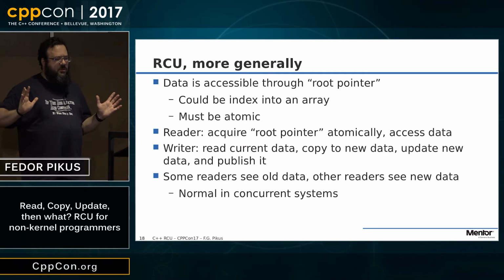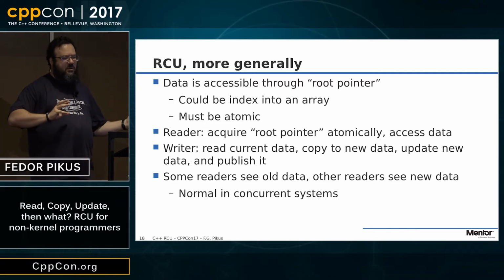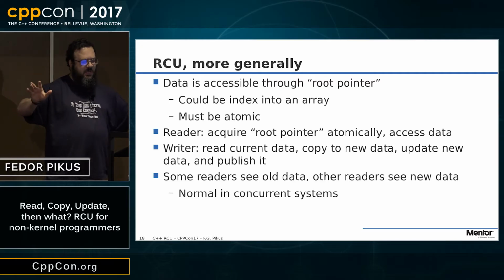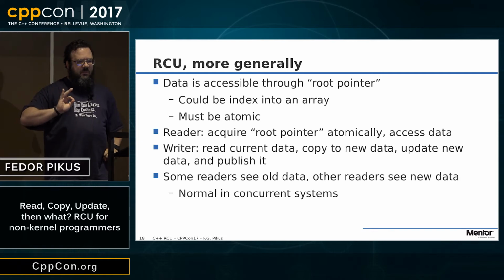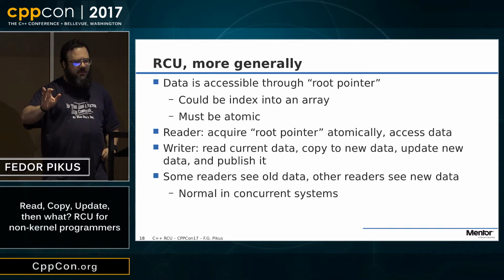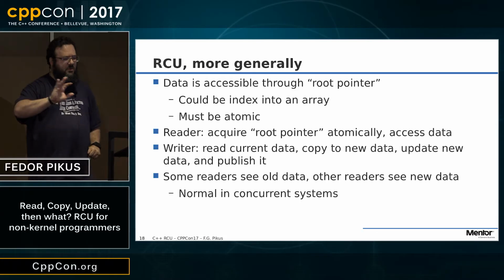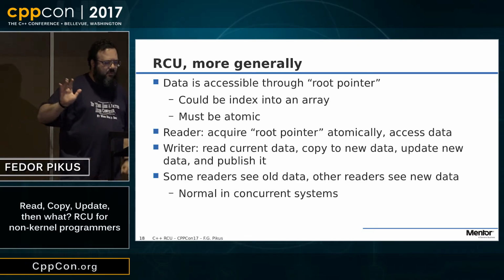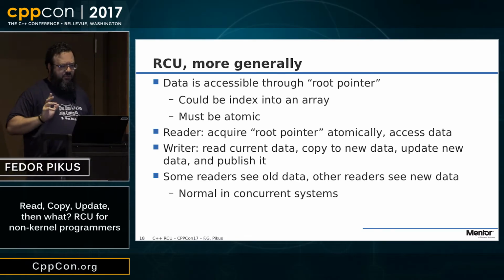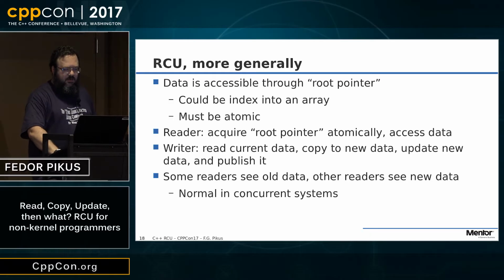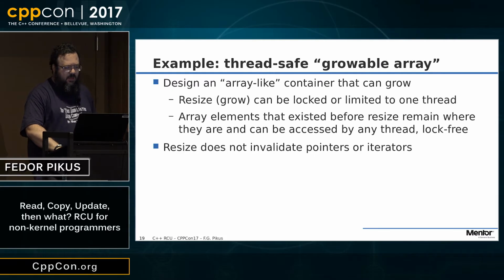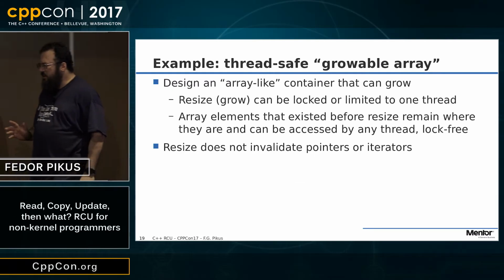That root pointer must be atomic. Readers acquire it atomically, and then it gives them access to whatever data the root pointer reveals. Writers can do whatever they want on their own, prepare the new data, make it all ready, and then they atomically update the root pointer, revealing the data to the readers. That's, in general, the RCU protocol. We'll see in a moment another version of it. Some readers see the old data, some see the new data. That's not uncommon.